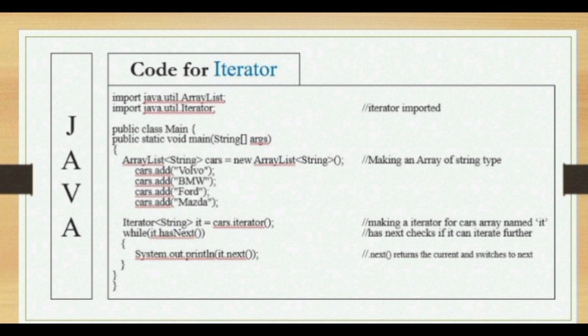Okay, so iterating through the list. This block of code does the following. The code is while it.hasNext(). The hasNext method checks if there are more elements in the list to go through. It returns true if there are more elements and false if there are none left.